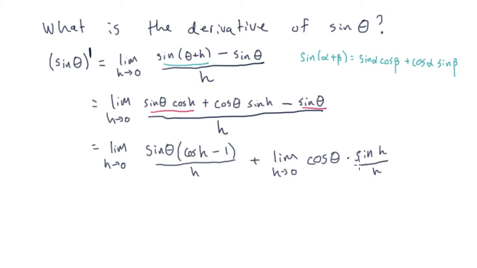Because if you look at this limit here, I'm taking the limit as h goes to 0 of sine h over h. But that's a limit that we know. This is going to 1 as h goes to 0. So actually, this second limit that we're taking here is just cosine of theta times 1, or cosine theta. So this is just cosine theta.